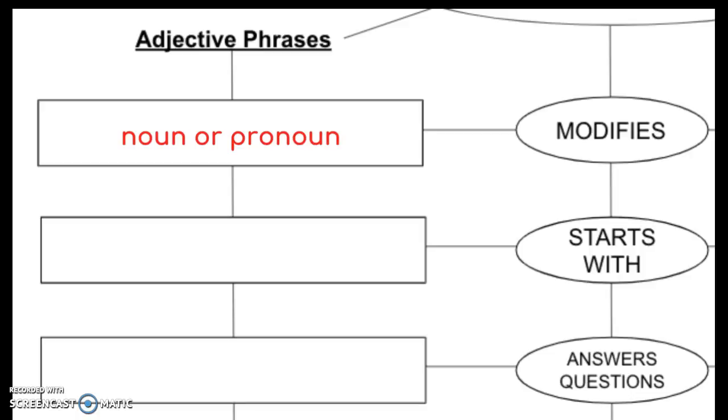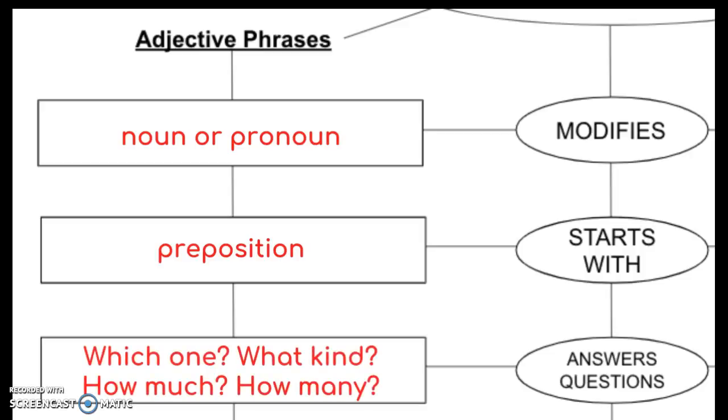You need to understand that a noun is a person, place, or thing, and a pronoun can take the place of that person, place, or thing. So all an adjective does is modify or describe that person, place, or thing. Adjective phrases also start with a preposition. So I'm going to talk about the preposition as a signal word, and the preposition is what's going to be the word that starts our phrase. Adjective phrases answer the questions which one, what kind, how much, and how many.